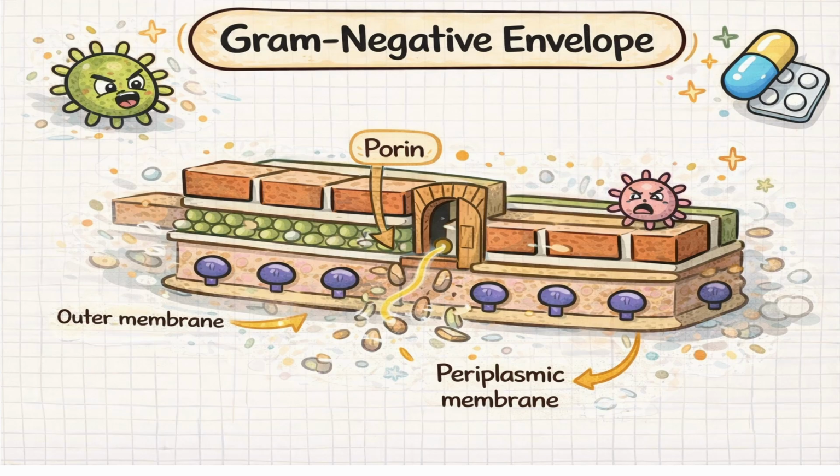Gram-negative bacteria have a more complex cell envelope. They contain a thin cell wall, an outer membrane, and porin channels. Penicillins must pass through these porins to reach PBPs. This additional barrier limits drug entry and explains why many penicillins are less effective against gram-negative organisms unless they are specifically modified.